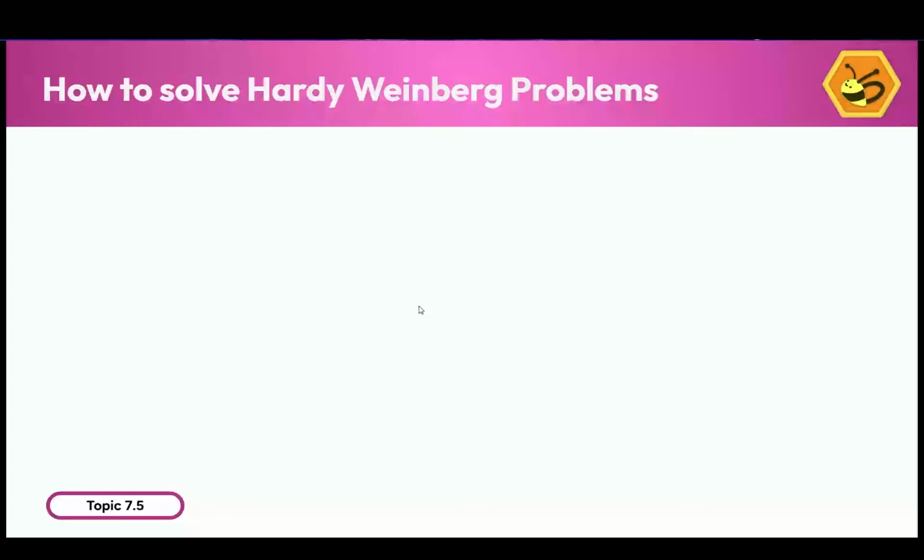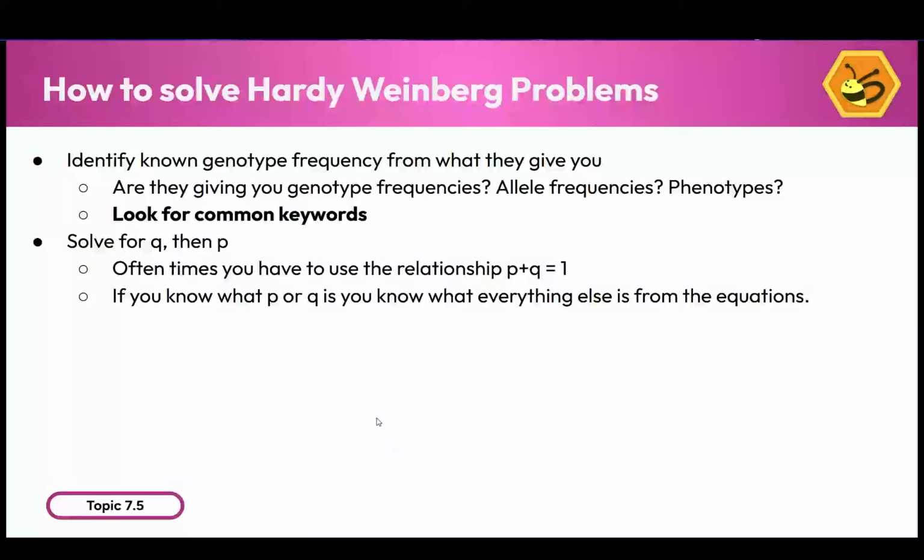So, how to solve Hardy-Weinberg problems? This is the key we wanted to get to. In order to solve these problems, you have to identify the known genotype frequencies from what they're giving you. It's basically just a word problem disguised as a biology question. You have to figure out and write down everything you know. You have to start by figuring out whether you're being given allele frequencies or genotype frequencies. Are they telling you there's 5 people who are red, or 5 people who have the recessive red allele? There are common keywords for this, like recessive, dominant, homozygous. Those are all keywords you should look out for.